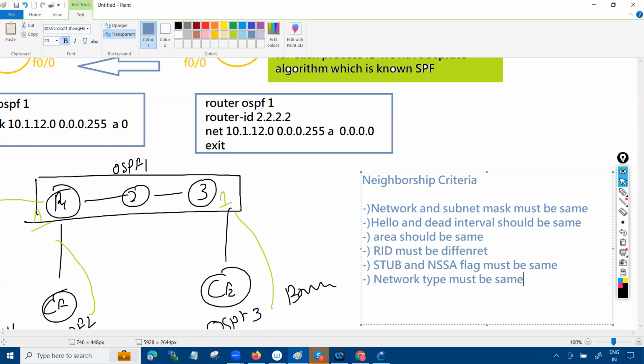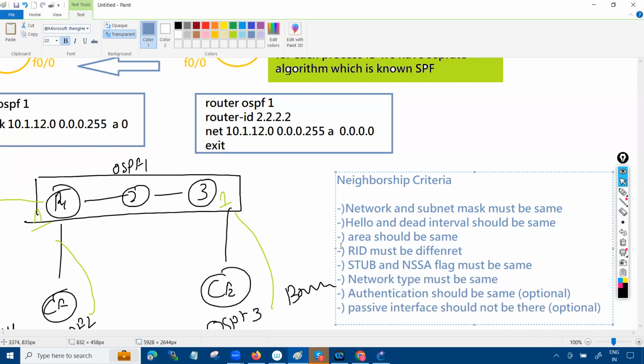Now, when you come to the CCIE level, you will see a difference in the network type. I'm not going to say that the network type should be same at the CCIE level. It's a little different. So basically, these are the neighborship criteria that you have. Make sure that authentication also is the same, if applied. Optional. And the passive interface should not be there. Again, it's optional. If you configure it, then you will see that, otherwise no. So these are the neighborship criteria we have in the OSPF protocol.